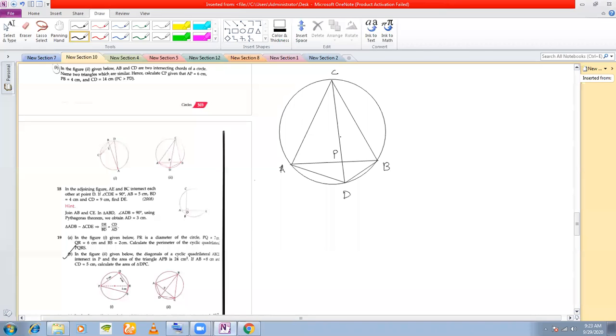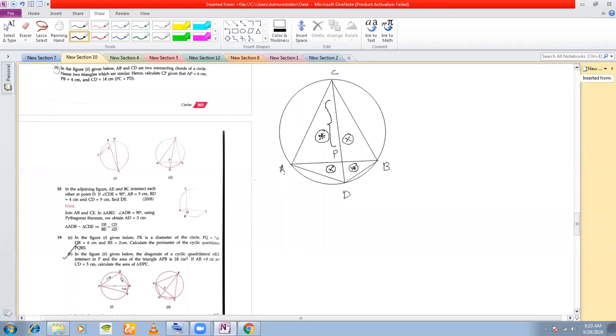Okay, so which two triangles are similar here? This triangle and this triangle, they are similar. Or you can also say these two triangles are similar. Any of the two triangles. But the point here is, if you look at the second part of the question, then you will be interested in proving the similarity of which two triangles. Hence calculate CP. You need to calculate this length CP.